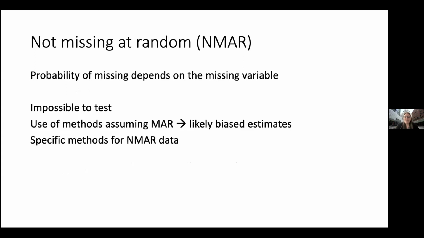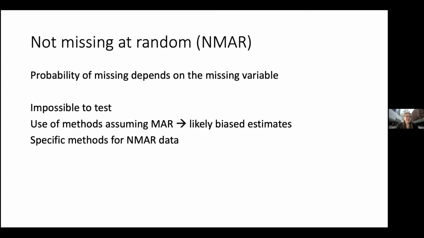So the next mechanism is not missing at random. For this, the probability of missing depends on the missing variable. So you can see that that would be a bit of a problem. We can't test this because what we need to test it is the thing that's missing. And the only way we can determine that this is what's happening is to, again, use our reasoning and think through the problem and why people would or would not respond.